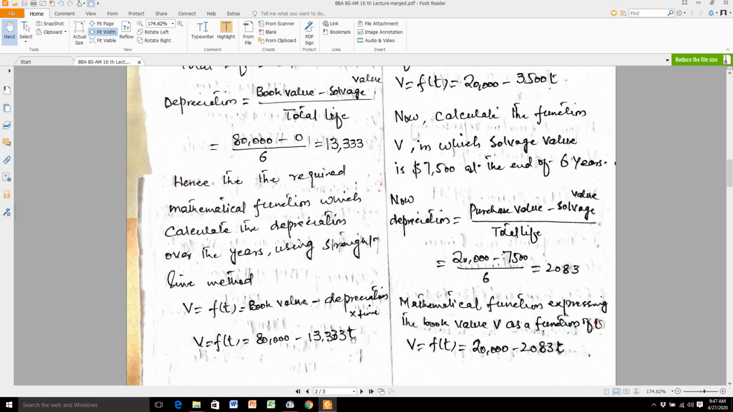13,333 into t. If you want to see the value in the initial year, then you substitute t equal to 0. Then you see there is no depreciation in the initial year, and you get the total value of the asset, that is 80,000. If you want the value of the asset after 1 year, you substitute t equal to 1. Then 80,000 minus 13,333, you get the value of the asset after 1 year. In this way, you find the value of the asset in the coming years.